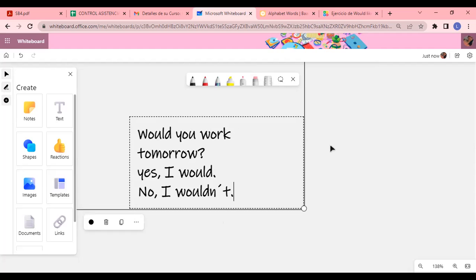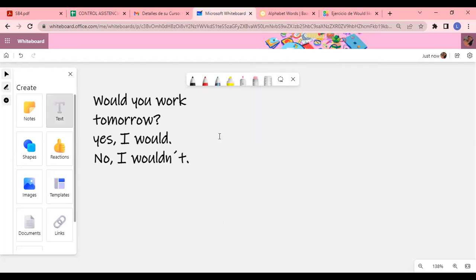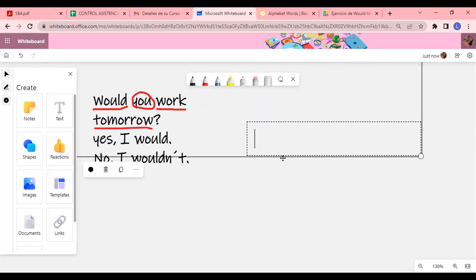In this case, en este caso, ya sea para el would like o para el would, vamos a utilizar las mismas respuestas, ok? And then look at the order of the question. Miren el orden de la pregunta. So first is would, then you have the subject, then we have the verb, and then a complement. And for the would like, it would be would you like to clean the house?